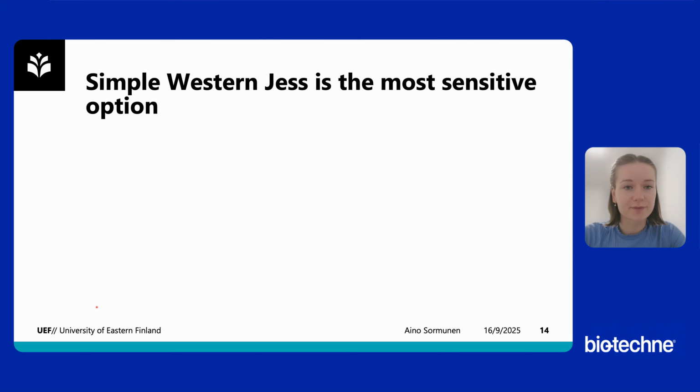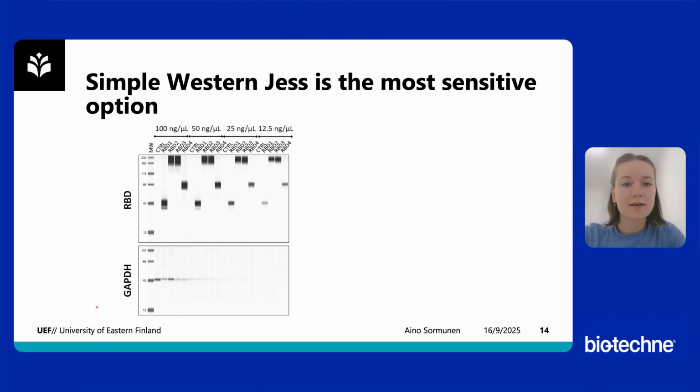Looking at the results from the simple Western, while the RBD-containing proteins were clearly visible at all concentrations, the housekeeping protein GAPDH was very faint at both 25 and 12.5 nanograms per microliter, highlighting the difference between overexpression of a transgene and the expression of an endogenous gene. Here, it was also possible to detect some of the smaller-sized products of the transgenes that we saw previously in only RBD1, that are now also visible in the other RBD samples.